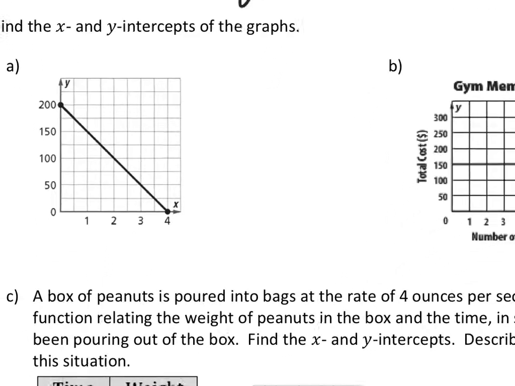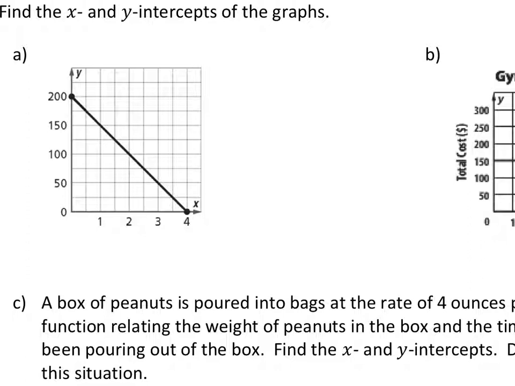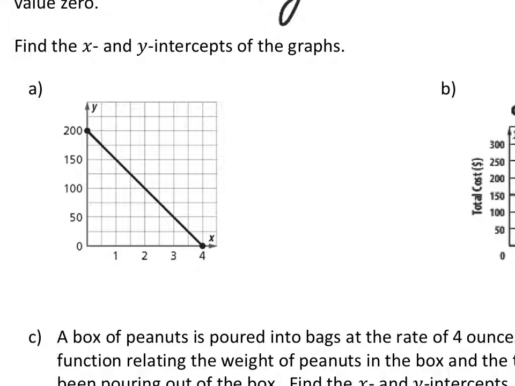So letter A, this is the y-intercept. The point where this line crosses the y-axis is the y-intercept. This is the x-intercept. The point where this line crosses the x-axis, the x-intercept. So if I was looking for this, I would want to make the y 0 to find where y is 0, that would give me the x-intercept. To find where the x is 0 would give us the y-intercept.